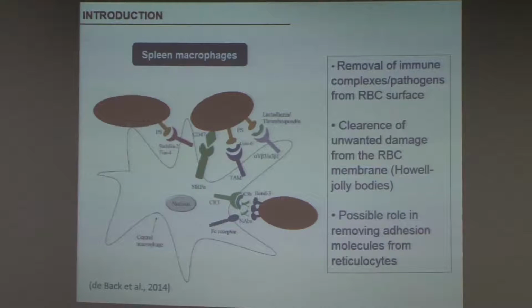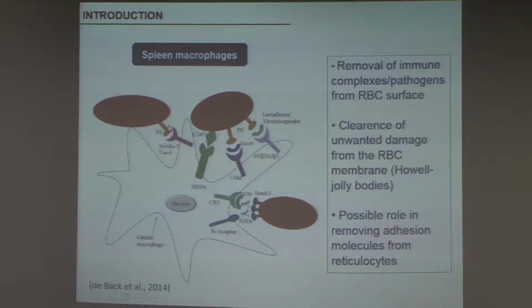But the spleen also has macrophages that interact very closely with red blood cells, and those spleen macrophages are responsible for the removal of immune complexes and pathogens from the red blood cell surface, and the clearance of unwanted damage from red blood cell membranes, such as Howell-Jolly bodies, the remnants of chromatin nuclei and so on. And there's a possible role that we are going to study in removing adhesion molecules from reticulocytes to facilitate the final step in maturation of red cells.